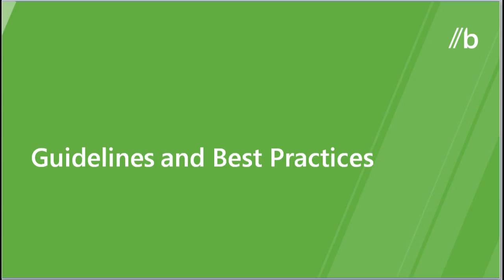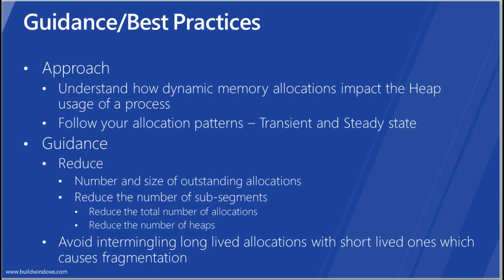So now that we're done with the demo, let's go over the guidelines and best practices. The most important thing is to understand how dynamic memory allocations impact the heap usage of your process, particularly how transient and outstanding, or long-lived or steady-state, allocations interact with each other to account for your memory usage. In general, the guidance is to reduce both the number and size of outstanding allocations and reduce the number of subsegments that you create, particularly if you create a large number of subsegments that end up only partially filled.